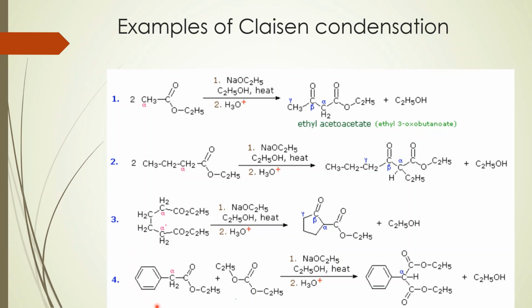Here in the fourth example, this is one ester molecule and this is the other ester molecule. This ester molecule has alpha protons, so one will be abstracted by the base so as to create an enolate ion, and this enolate ion reacts with this carbonyl carbon to form this beta ketoester molecule.